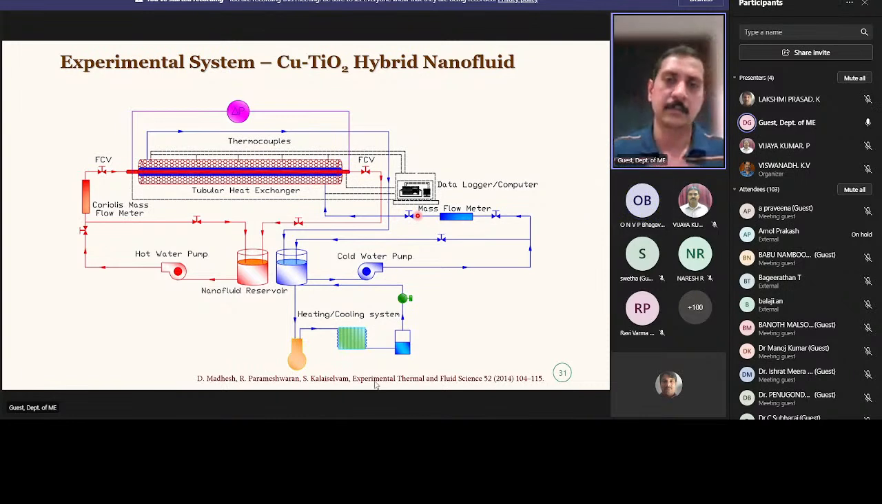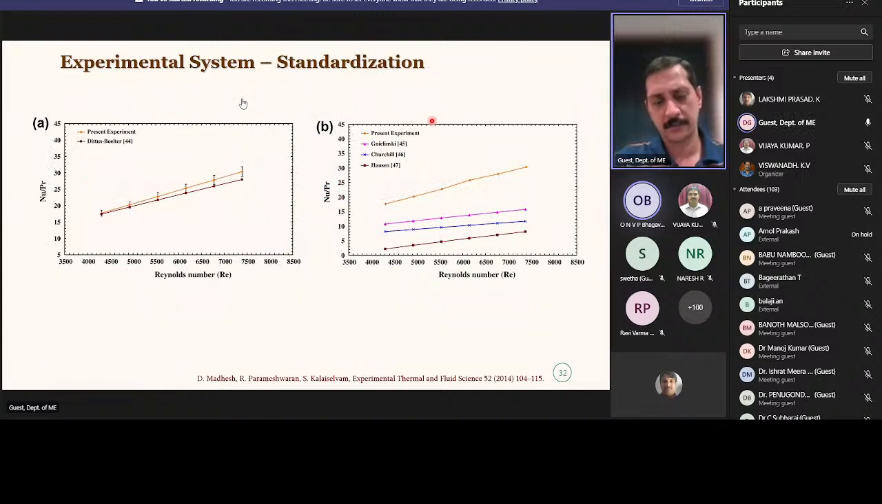This is the experimental system which we have developed in our lab. It consists of a tube-in-tube heat exchanger, well connected with both hot and cold fluid reservoirs, which we call nanofluid reservoirs. We pump the hot fluid through the tube-in-tube heat exchanger to analyze the heat transfer performance of the heat exchanger and how the enhanced thermal conductivity is going to favor the heat transfer through the heat exchanger.